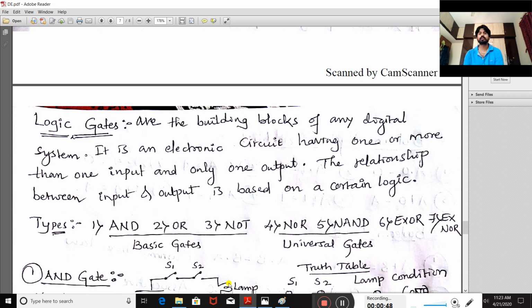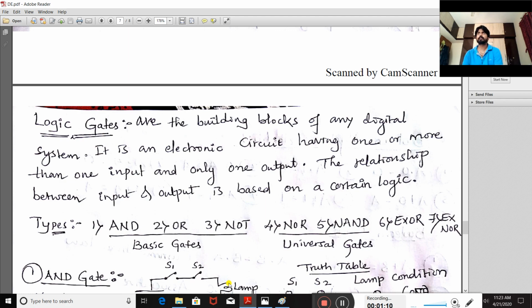It is an electronic circuit having one or more inputs and only one output. The relationship between the input and output is based on a certain logic, and these are called logic gates. And these logic gates can be verified with the help of a truth table.